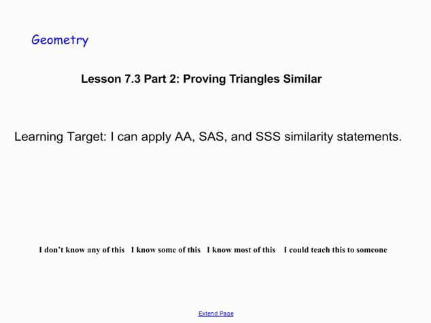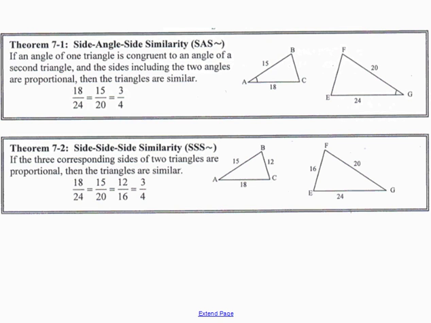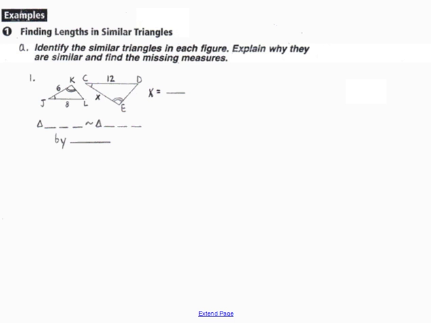Okay, so here's part 2 of lesson 7.3. We are going to be proving triangles similar. We started this a little bit yesterday, and we're going to continue to apply those angle, side, side similarity statements. So remember yesterday we went through the angle similarity, side, side similarity. So now we're just going to continue to work on that.